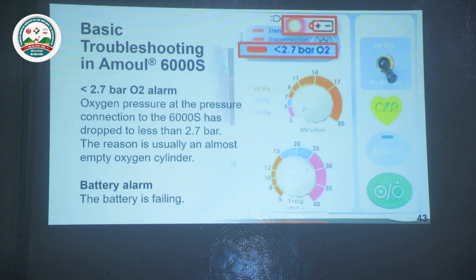Okay, and the other alarms I think are much more straightforward. The first is the low O2 alarm. If the oxygen cylinder pressure is quite low, it can show this alarm, which means that you need to change to another oxygen cylinder. And the battery alarm means that the battery is low, so you need to recharge it.